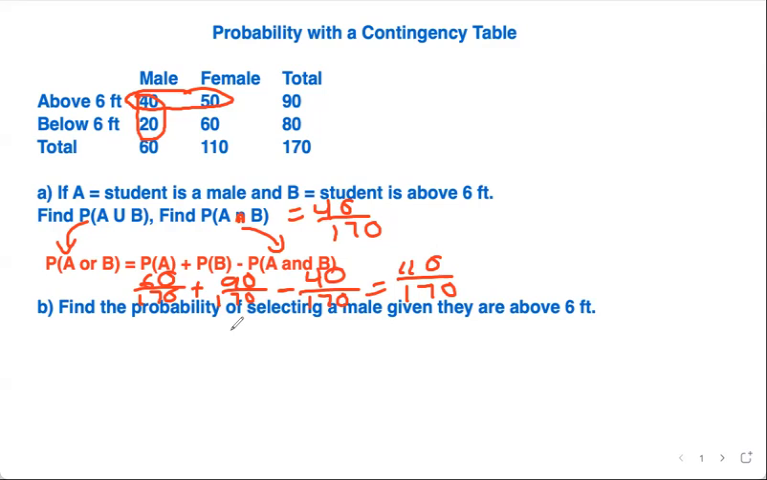And then lastly, find the probability of selecting a male given they are above 6 feet. This is what's called conditional probability. So given they are above 6 feet, this is not out of everybody. This is just of those above 6 feet tall. So of the 90 that are above 6 feet, how many are male? And the answer is going to be 40 out of 90. Conditional probability is not out of the total. It's on a subset overall.